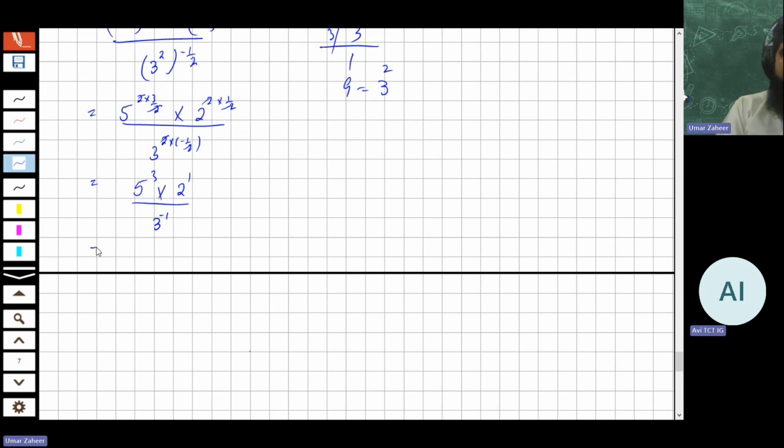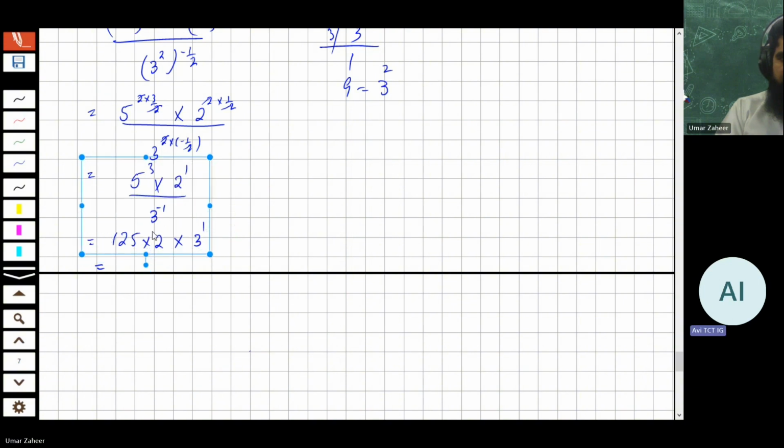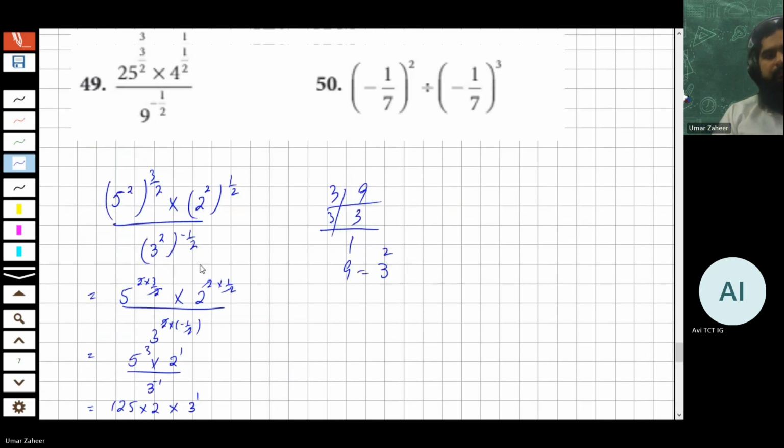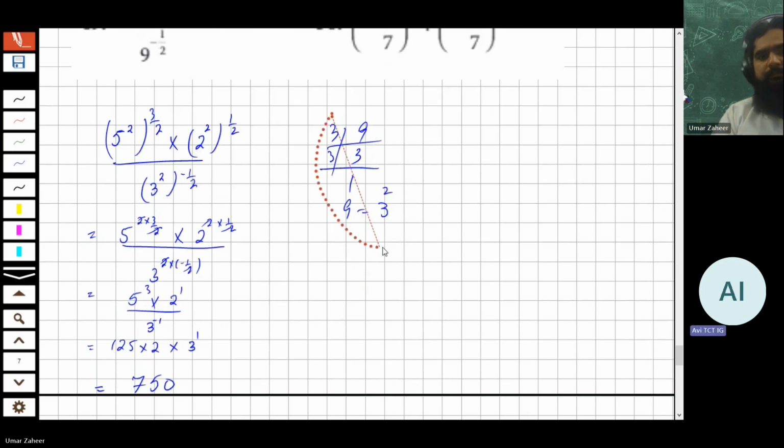Take it into the numerator. 5 raised to power 3 is 125. 2 raised to power 1 is 2. 3 raised to power 1 is 3. Now multiply them. You have a calculator? Yes, sir. Multiply them. What will you get? 120. 750. 750. Yes.